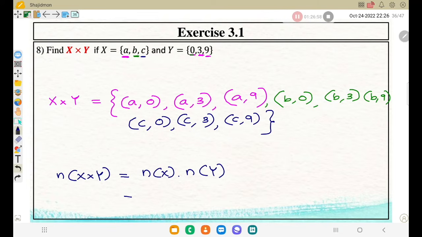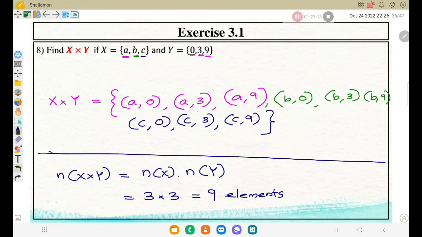Correct? How many elements in the x set? 3. Multiplied by how many elements in the y set? 3. So how many elements in x cross y? 9 elements. So we got the 9 elements here. Correct? 1, 2, 3, next 3, next 3. So 6 plus 3 is 9. 9 elements we got. So this is x cross y.